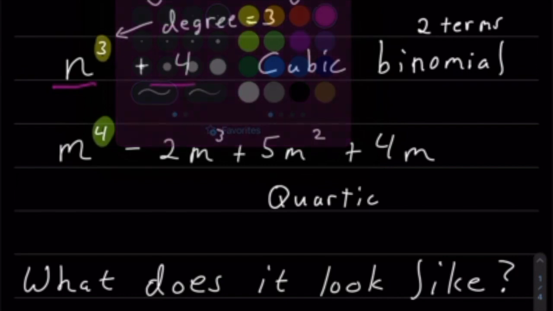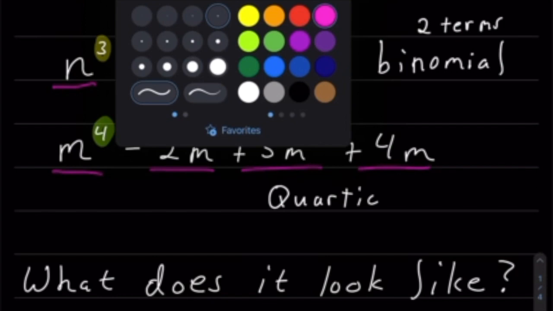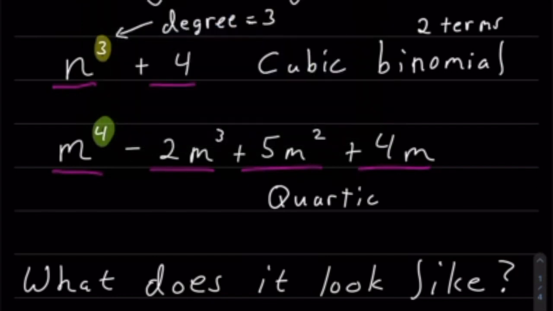And it has how many pieces? Let's count. 1, 2, 3, 4. So when it has 4 or more pieces, we don't really keep giving them different names. We just say quartic with 4 terms. That's all. We make it easy. We don't keep making up new words. So this is a quartic with 4 terms.